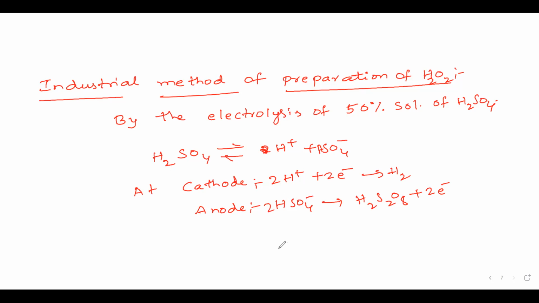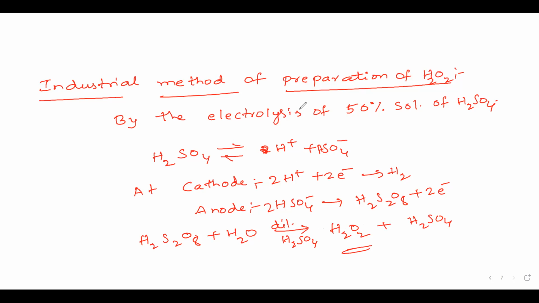This H2S2O8 formed at the anode combines with water in the presence of dilute sulfuric acid, and forms H2SO5, and then forms hydrogen peroxide H2O2 plus H2SO4. So in this way we prepare hydrogen peroxide.